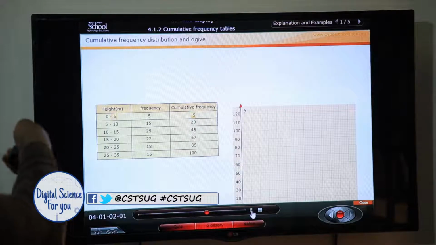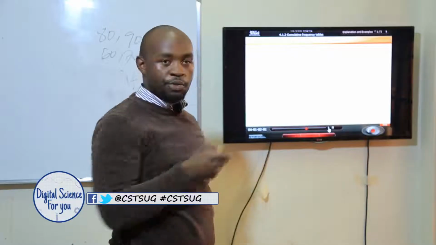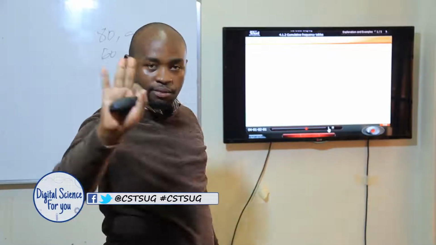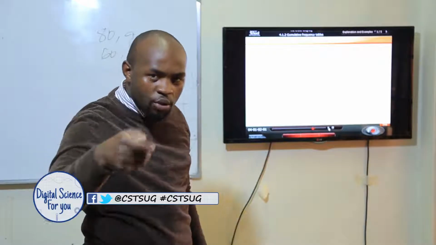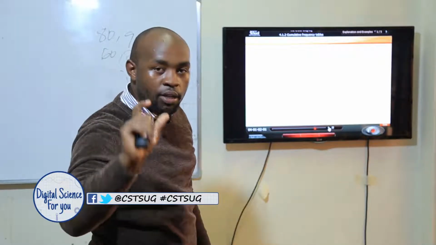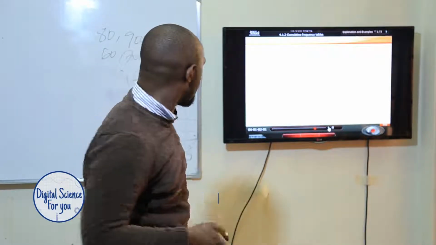So starting with 5, I'll plot 5 with 5 because the cumulative frequency for 0 to 5 is 5. Next one, I'll plot 10 with 20. The cumulative frequency for the class of 5 to 10 is 20. Next will be 10 to 15. Its cumulative frequency is 45. 45 is plotted on 15, on the upper class boundaries, not middle, not lower.